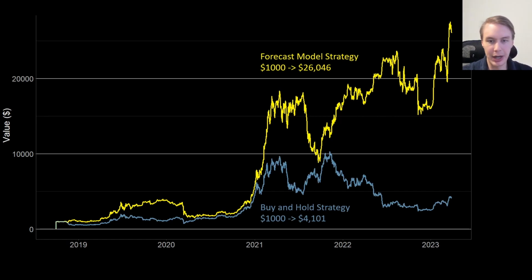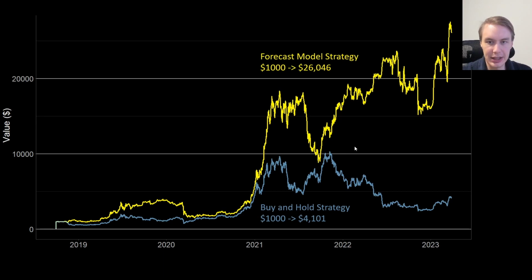And how does that compare to buy and hold? Well, it absolutely blows it out of the water. Buy and hold would have only turned that $1,000 into about $4,100, only 4.1x on your money. So, I don't know about you, but personally, I think a 26x is a lot more appealing than a 4x.